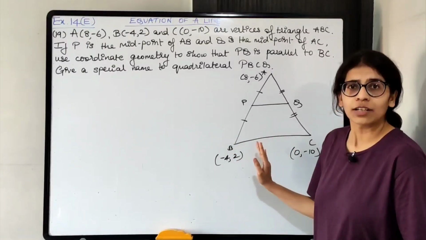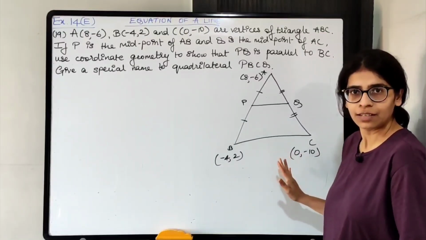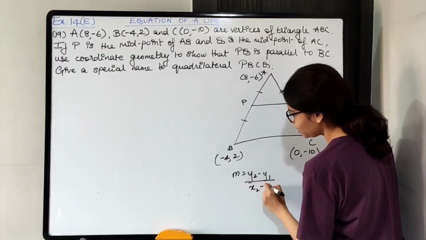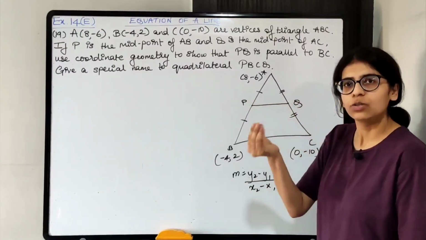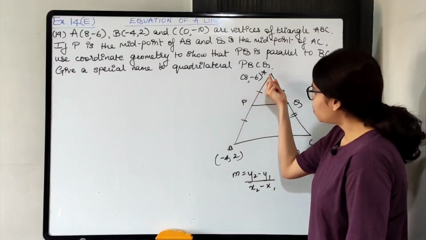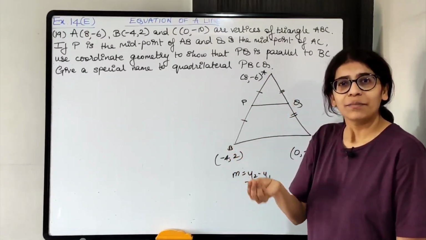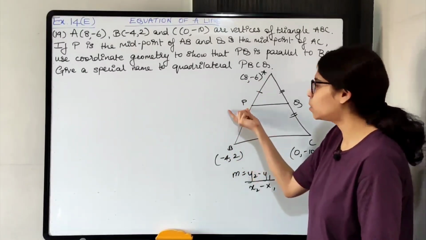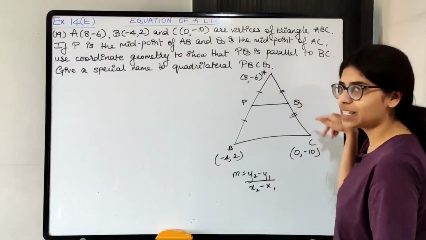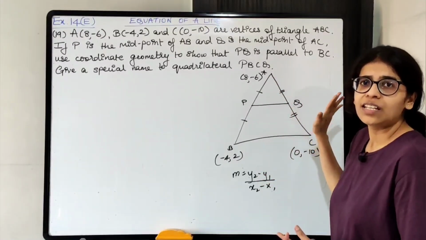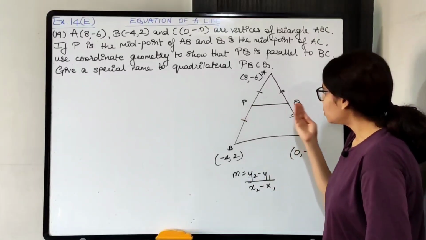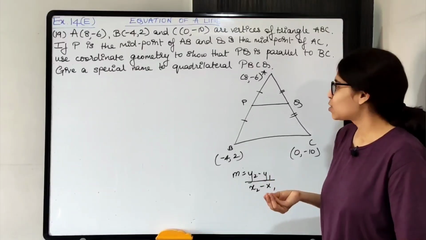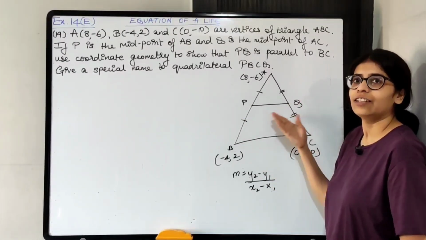I will easily get the slope of BC because I have the coordinates of B and C, right? Using the formula, I'll easily get the slope of BC. What about PQ? I need coordinates. P is the midpoint of AB. Using the midpoint formula, we get the coordinates of P. Add x coordinates, divide by 2. Add y coordinates, divide by 2. You will get the coordinates of P. Same way, Q is the midpoint of AC. We know the coordinates of A and C, so you will easily get the coordinates of Q. Once you get the coordinates of P and Q, find the slope using the formula. Okay, so it's very easy. So let's find the coordinates first, then we'll find the slopes.